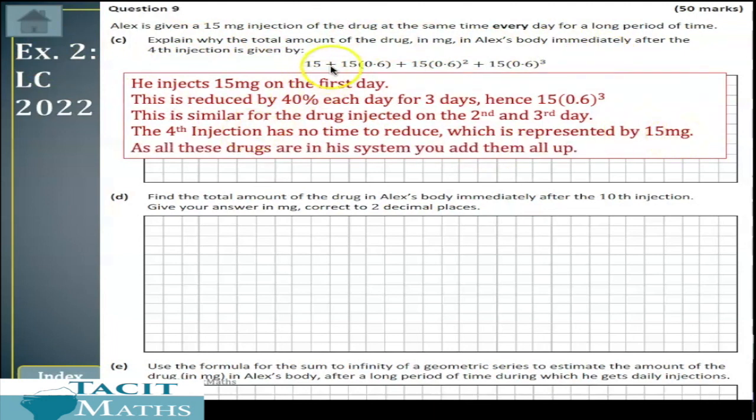Then you could say that the reason they're all added together is because all of these drugs are in the system at the same time, so you add them all up to get the total amount. So that would be a perfect solution for that. Now, if you look at it, it's very wordy as well.